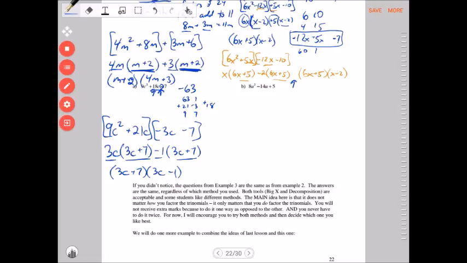Okay, let's try it one last time. So 8 and 5, those are factors of 40. So we have factors of 40 that add to negative 14. Let's see, factors of 40: 8 and 5, 20 and 2, 40 and 1, and 10 and 4. So we want them to add to 14.